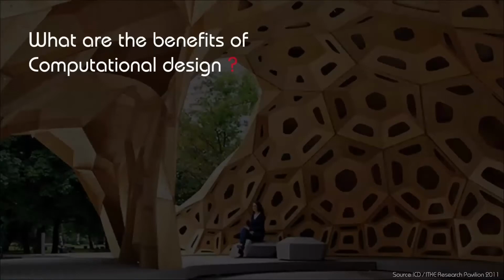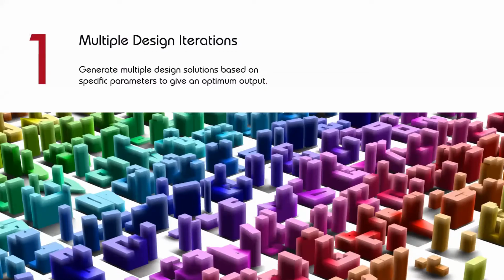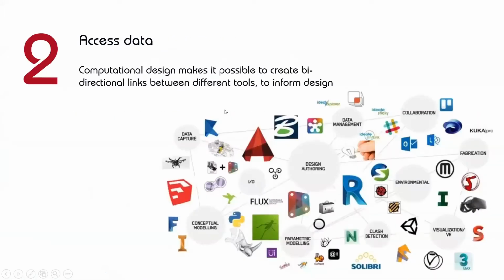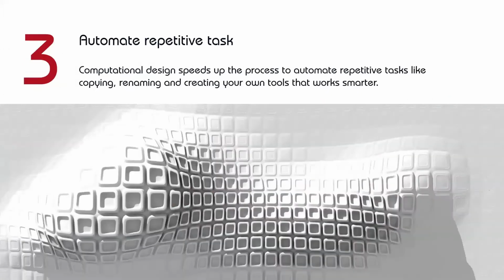Now, moving on to understanding the benefits of computational design. The first is that it gives us the possibility to generate many multiple design solutions based on specific parameters to give an optimum output. Then computational design makes it possible to create bidirectional links between different tools to inform design. It enables us to link our conceptual models to our parametric models, to the fabrication models and the environmental analysis models, and allows us to actually access data from all the different platforms and to give an effective output.